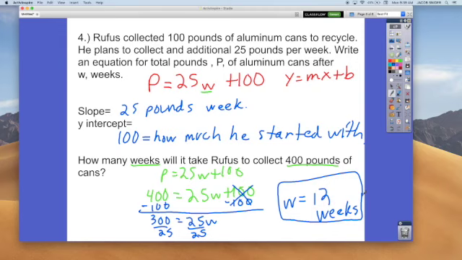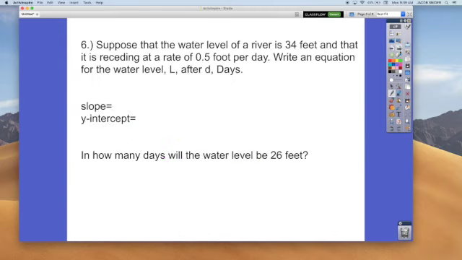Okay? All right, two more. Here we go. Let's do that one on your own. Suppose that the water level of a river is 34 feet and that it's receding at a rate of 0.5 foot per day. Write an equation for the water level, L, after D days.